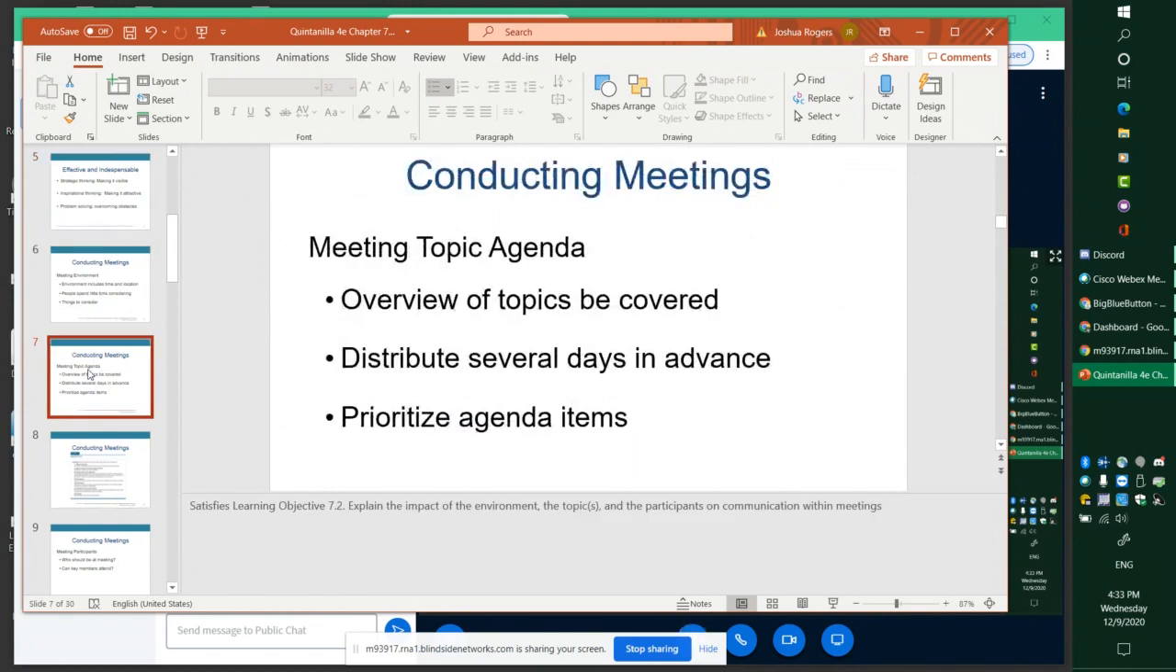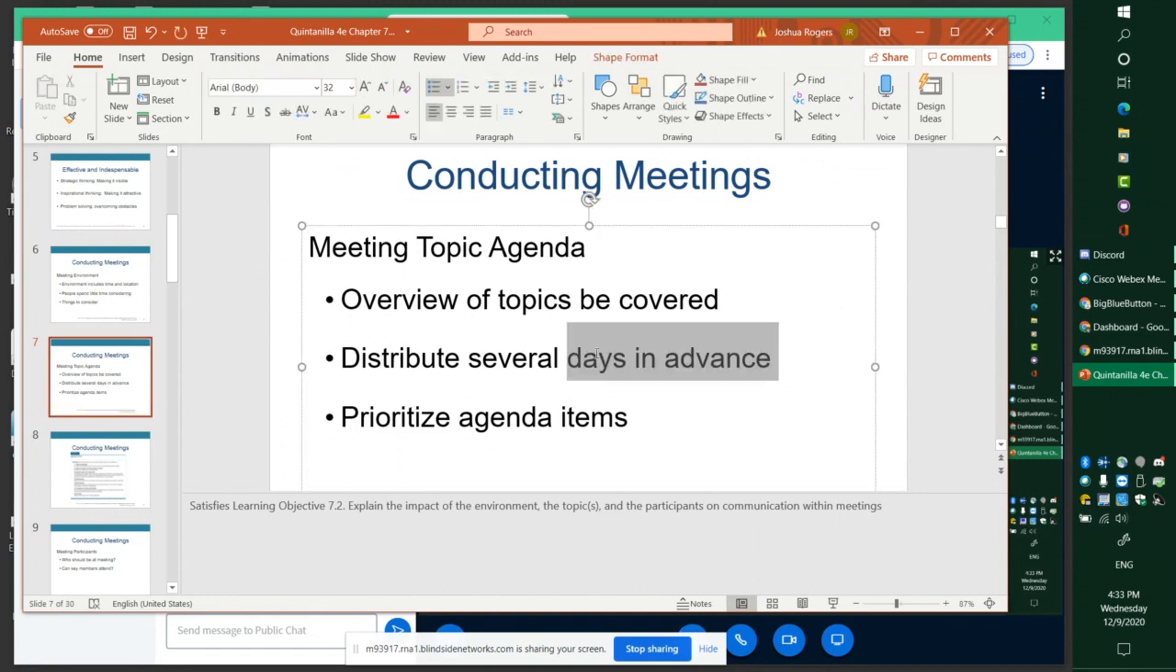Okay. I mean, we can talk about the mechanics of a meeting, but many of y'all probably already know what a meeting looks like, right? You should have an agenda. Everybody should at least have an idea of what the meeting is for. You should have a time frame. You should have a progression. First we're going to do this, and then we're going to do this, and then we're going to do this. Distribute this several days in advance. This is great if it's possible, unless, like I said, you're dealing with a problem. Prioritizing agenda items.